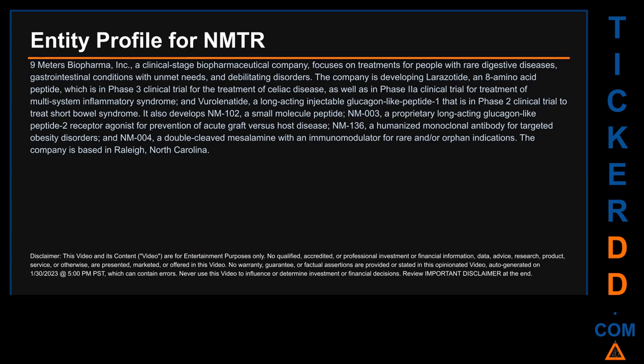It also develops NM102, a small molecule peptide, NM003, a proprietary long-acting glucagon-like peptide 2 receptor agonist for prevention of acute graft versus host disease, NM136, a humanized monoclonal antibody for targeted obesity disorders, and NM004, a double-cleaved mesalamine with an immunomodulator for rare and/or orphan indications. The company is based in Raleigh, North Carolina.